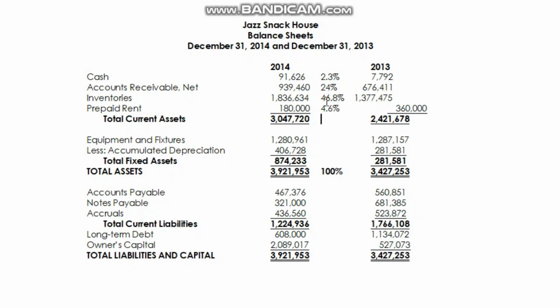Total current assets is 3,470,720 divided by total assets of 3,921,953, and it gives you 77.7%. Okay, there you go. Now, equipment and fixtures, it's the same, 1,280,961 divided by 3,921,953. So you have 32.7%.